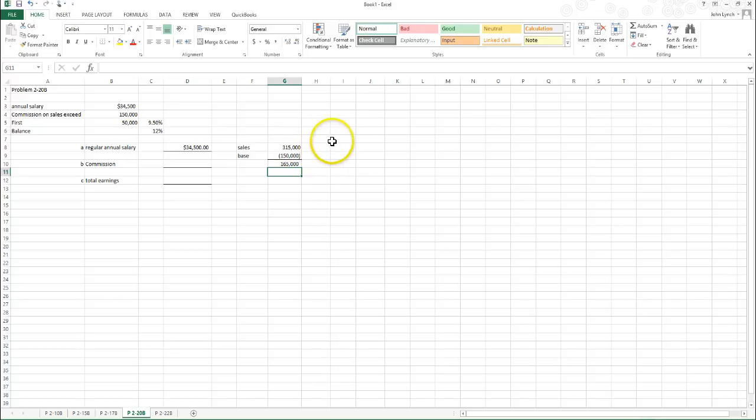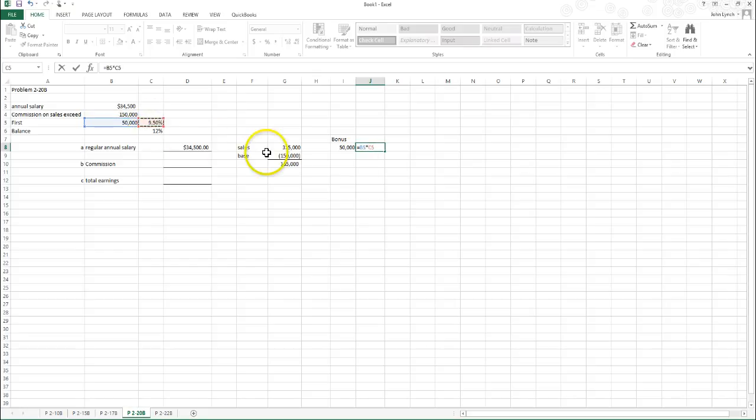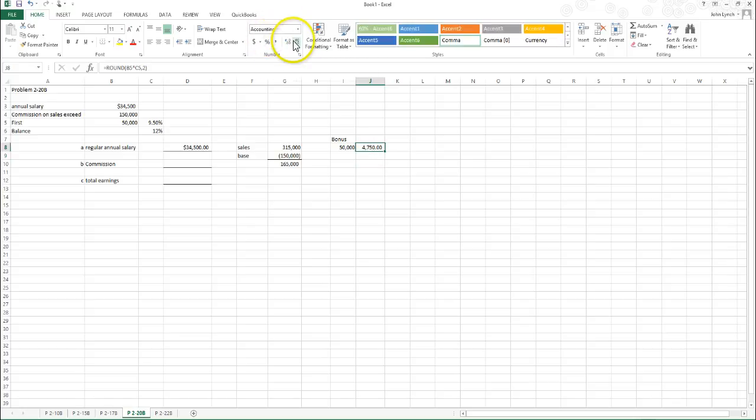Now for the bonus calculation then, which I'll do here for the bonus, we have the first 50,000. Okay, is at 9%. So for the bonus, we would have equal to the 50,000 times 9.5%. Okay, and before I do that, I should put a round in there to make sure it comes out right. So we will do that real fast. Is 4750. Okay.